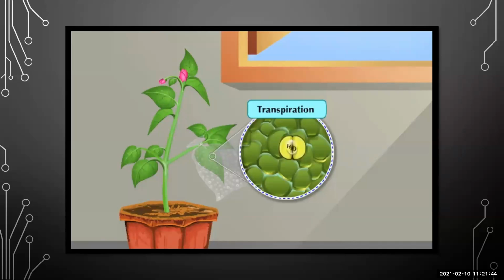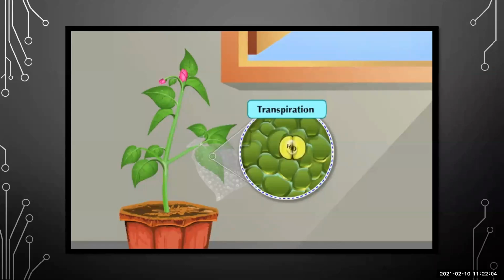Yellow color are the guard cells, which are kidney or bean shaped, and they are guarded by the epidermal cells present on the green part of the plant. Transpiration is the water released by the plants in the form of vapor during the daytime.